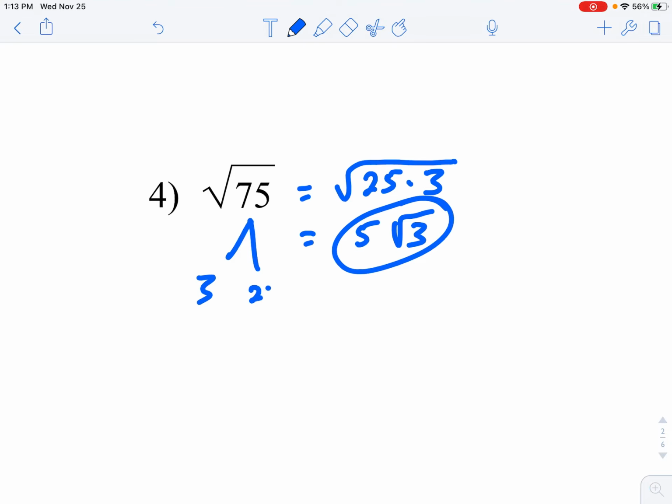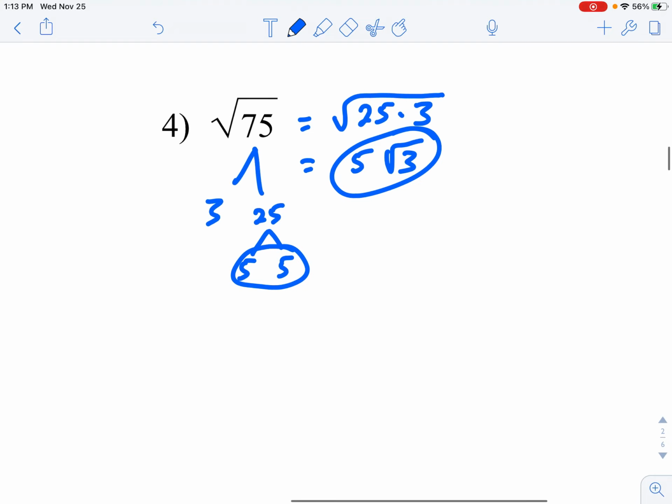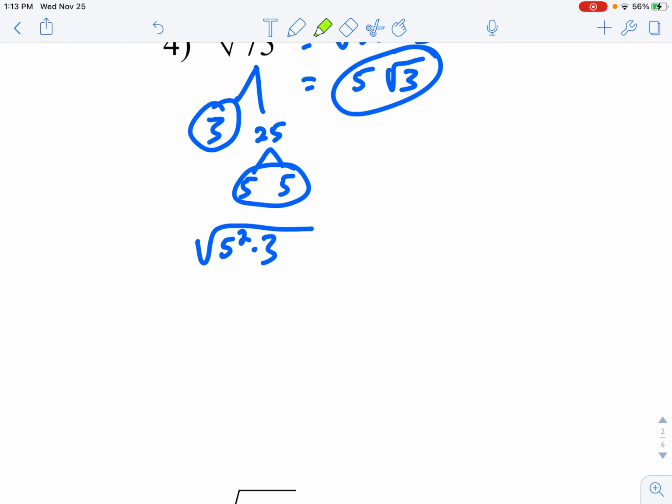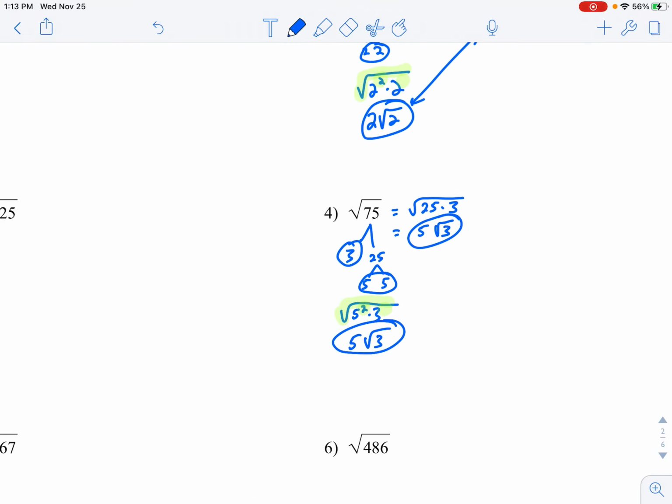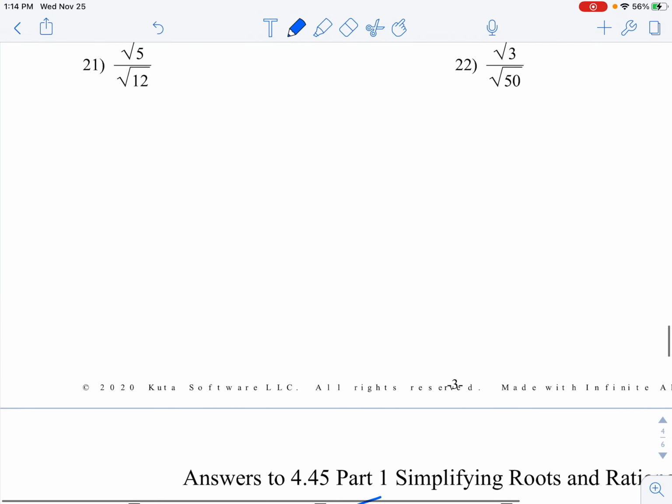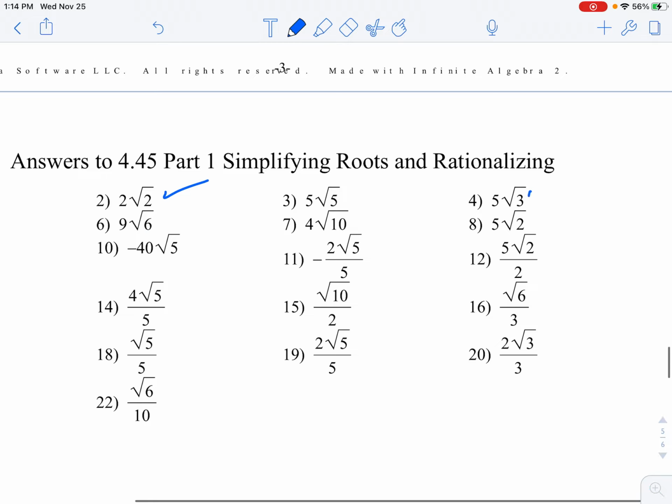Or let's do the factor tree method. This is 3 times 25, and this is 5 times 5. You got a pair of 5s, so that's 5 squared. You don't have a pair of 3s, that's just a regular 3. The square root and the square simplify, gives you just 5. The square root and the 3 do not simplify, so it stays a square root. Same answer both ways. Number 4. And there it is.